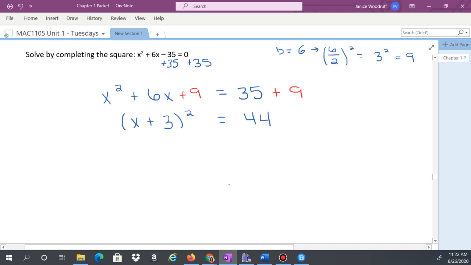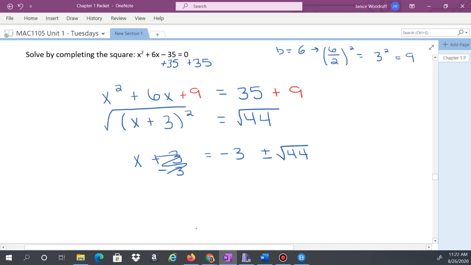Okay, then we do the square root property. That's the last step. Kind of. Square root both sides. Square root and square cancel each other out. This becomes x plus 3 equals, leave some space, plus or minus square root of 44. And then solve for x. Take that plus 3, subtract it. All right, x is isolated.